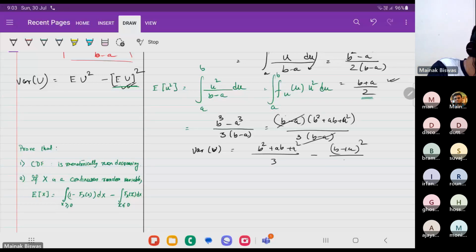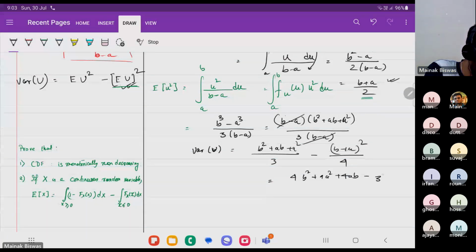Yes or no? So what will this become? It will become, just tell me now, what is this? So this is going to be 4 times B square plus 4 times A square plus 4 times AB minus 3 times B square plus 2AB plus A square, by 12. So you will have B square plus A square minus 2AB, which is equal to B minus A whole square by 12.